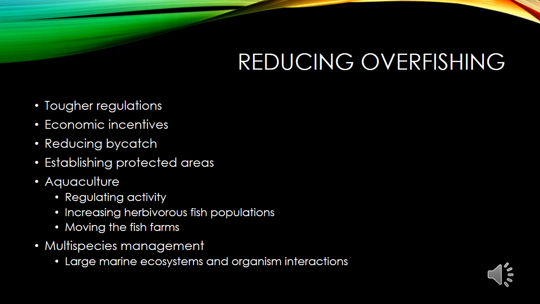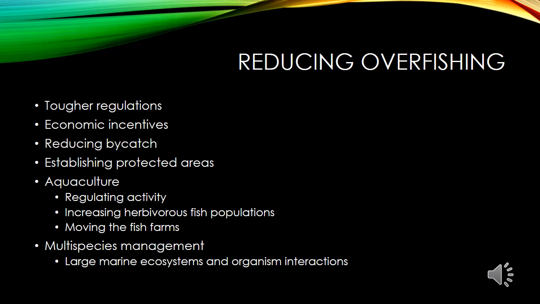One other way that we can start to reduce overfishing is by establishing protected areas near the coasts and in the open ocean where it is illegal or extremely difficult to obtain a permit to fish. At this point, we are trying to mitigate these problems with overfishing by using two different resources. We have switched, in some cases, to aquaculture and multi species management.